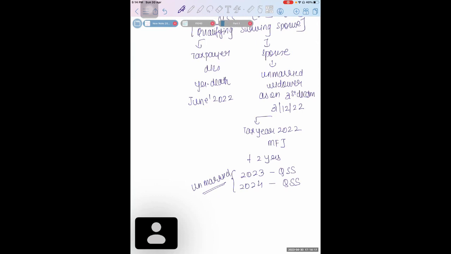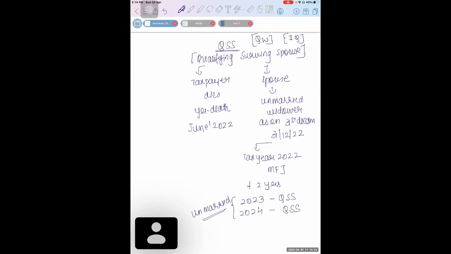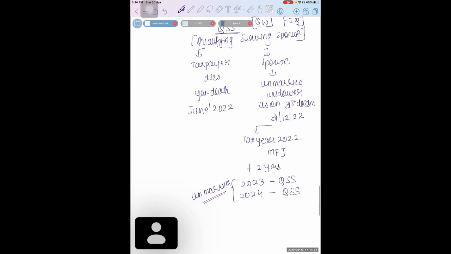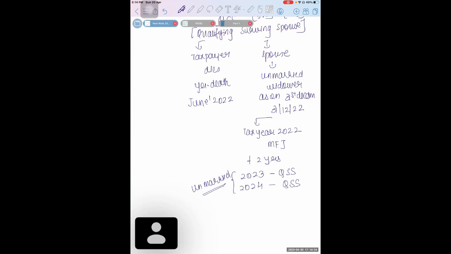Can you please explain once again? Okay. If a spouse is still unmarried, is a widower, and the taxpayer has died during the 2022 tax year, now the spouse, when she's filing the return, can file as MFJ for tax year 2022. She has the option for the next 2 years. She can go for qualifying surviving spouse status.